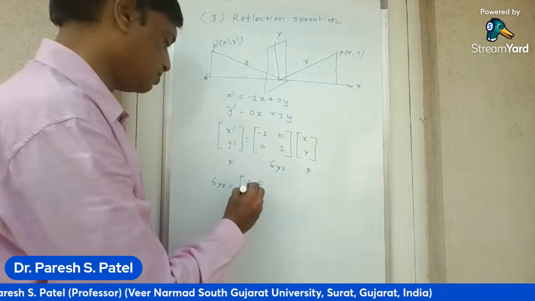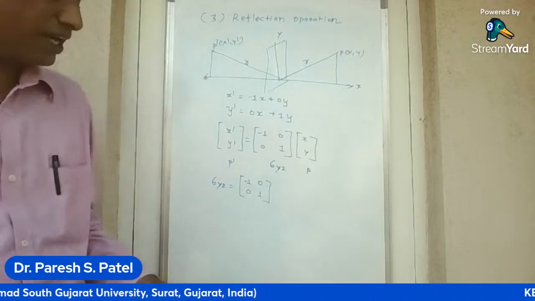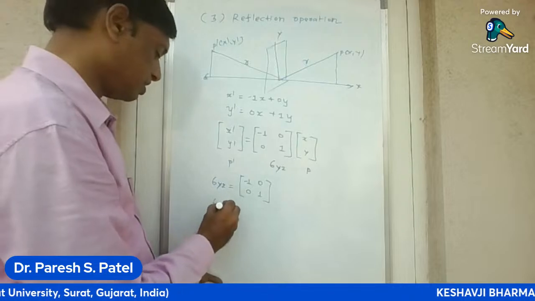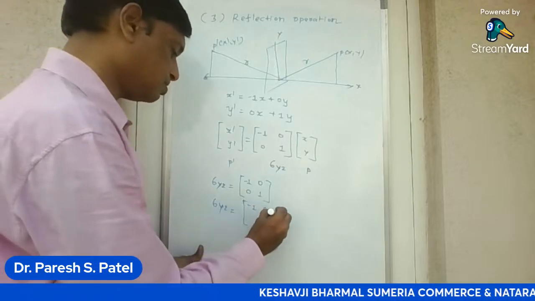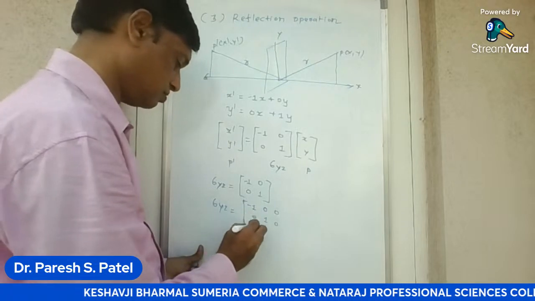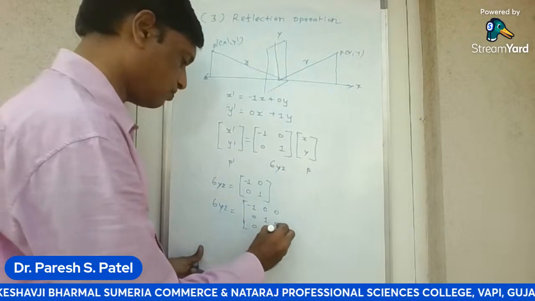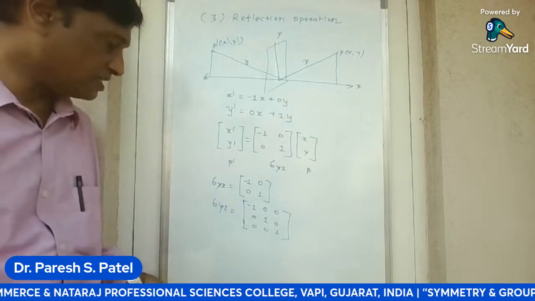Minus 1, 0, 0, 1. Now this is a two-dimensional system. We can extend it up to a three-dimensional system: minus 1, 0, 0, 0, 1, 0, 0, 0, 1. So this is the matrix representation for sigma yz.